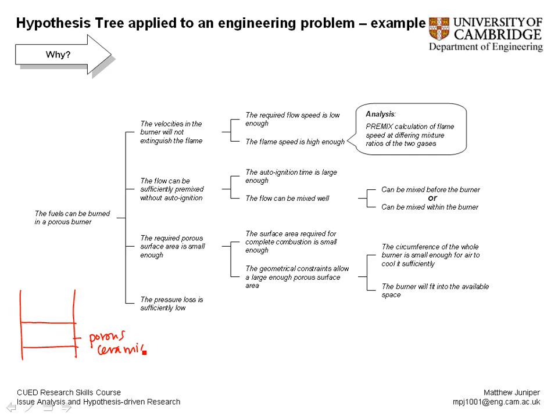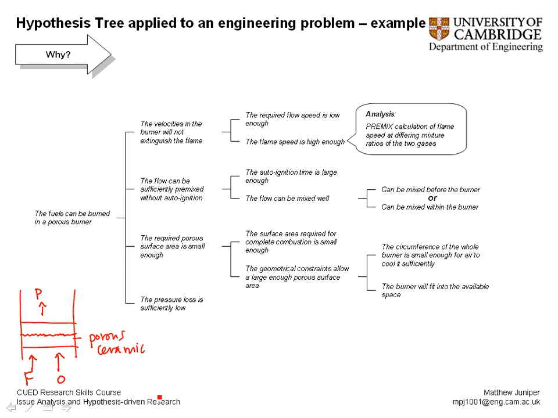Here's an example of a hypothesis tree applied to an engineering problem. I'm going to use the example of a porous burner. This is essentially a porous ceramic in some sort of duct into which you add a fuel and an oxidizer, and you get some flame inside. The advantage of these types of flames is that they can burn at lower temperatures and produce fewer pollutants in your exhaust stream.